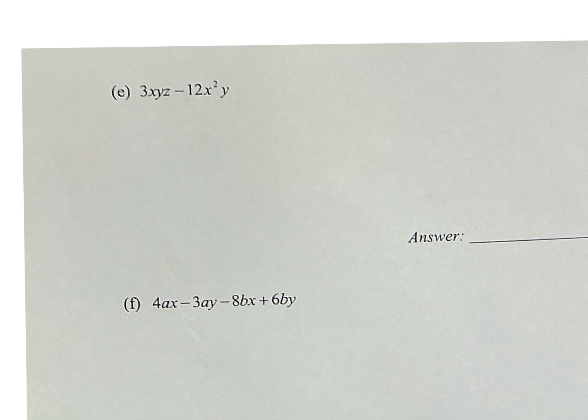Okay, take out common factor 3x and y. So take out the 3xy, left z. Take out 3, left 4. Take out 1x, take out 1y. So this is the answer. Okay?